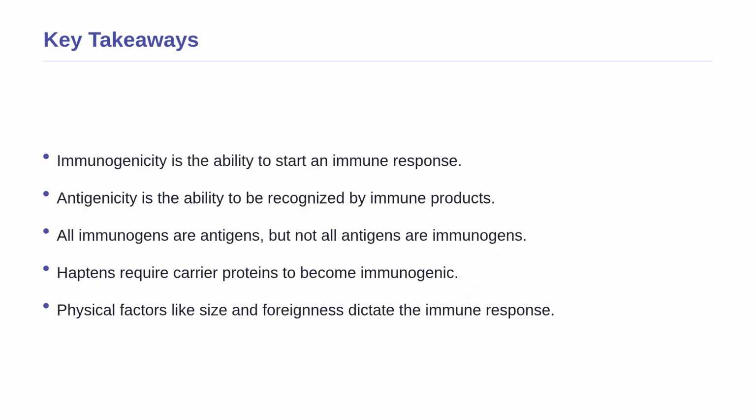To wrap up our lesson, let us review the most important ideas we have covered today. First, always remember the core distinction. Immunogenicity is the active ability to start an immune response, while antigenicity is simply the passive ability to be recognized by the products of that response. Second, keep the golden rule in mind. All immunogens are antigens, but small molecules like haptens prove that not all antigens are immunogens.